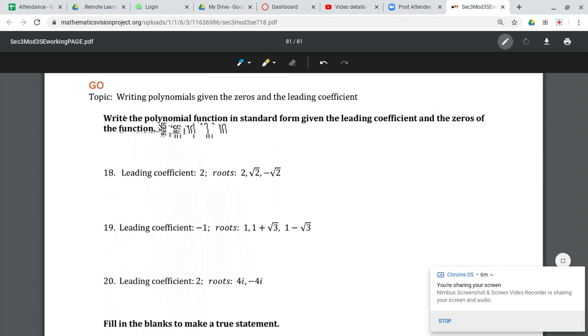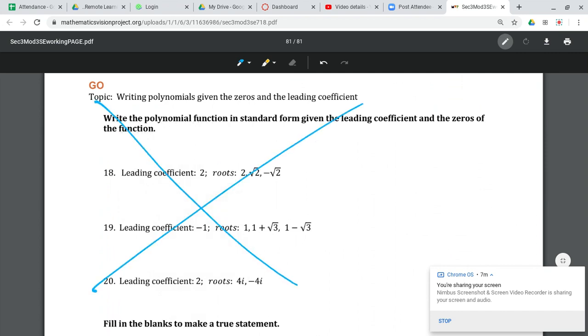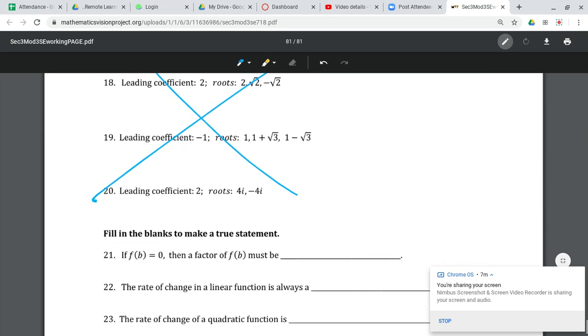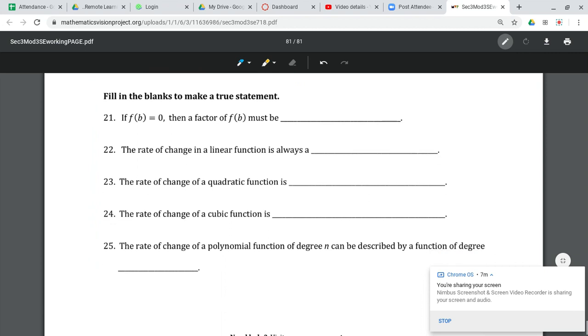You're going to write the polynomial function in standard form given the leading coefficient and the zeros of the function. I'm not going to make you do this section, okay? So you get free points for it. I'm going to give you the credit for doing it, but you do not have to do that. It's going to be a little complicated to explain over the computer. So you do not have to do those.